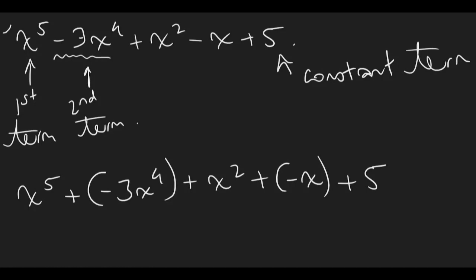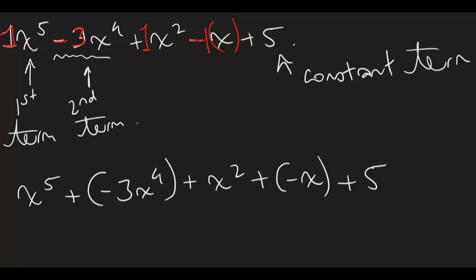And the numbers that are in front of the algebraic terms, the x's and stuff, they're called coefficients. So we've got a coefficient of 1 here. We've got a coefficient of negative 3 attached to our x to the 4. We've got a coefficient of plus 1 attached to our x squared. We've got a coefficient of negative 1 attached to our x. And then we have our constant term again.